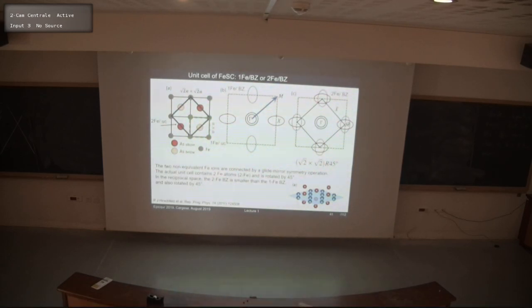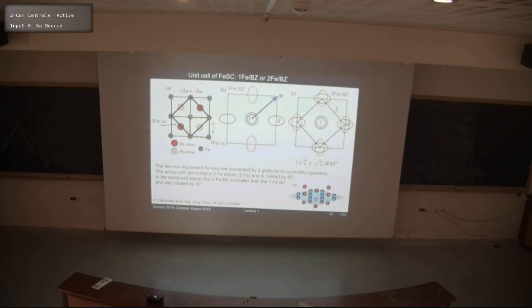The 2 ion per unit cell representation is necessary because there are 2 ions which are non-equivalent and they are connected by this glide mirror symmetry. Now, another important thing is that when you move from one to the other, you just fold it along the diagonal, and then this ellipse crosses the other ellipse here, so you have 2 cross ellipses.